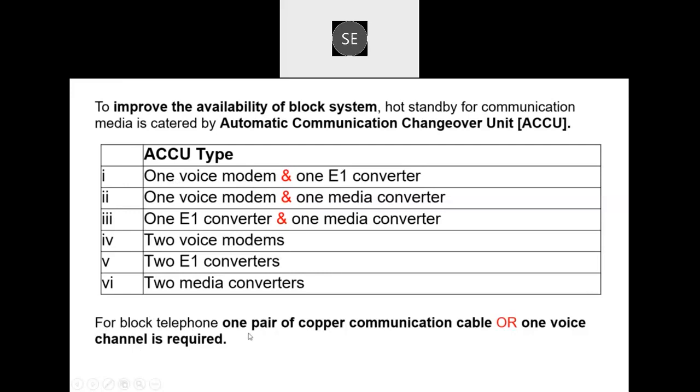For block telephone purpose, one pair of conventional copper cable or one voice channel is required. Nowadays, we are providing manual changeover for the block telephone, so that we can connect one voice channel and one copper communication cable. In case of one copper cable failure, the block telephone communication can be continued on the voice channel and vice versa.